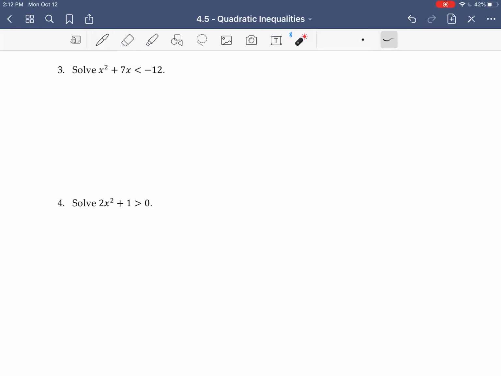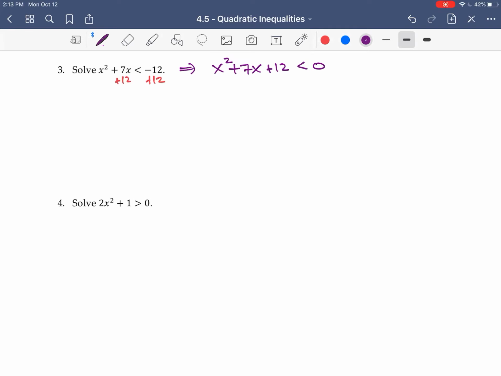So right now I have x squared plus 7x is less than -12. Okay, so the first thing I want to do is rearrange it. So I'm going to add 12 to both sides, so that I get 0 on the right hand side, because it's always easier to compare to 0. Okay, so now I want to know where f of x, x squared plus 7x plus 12, is less than 0.